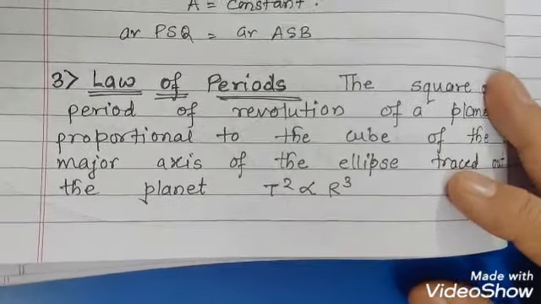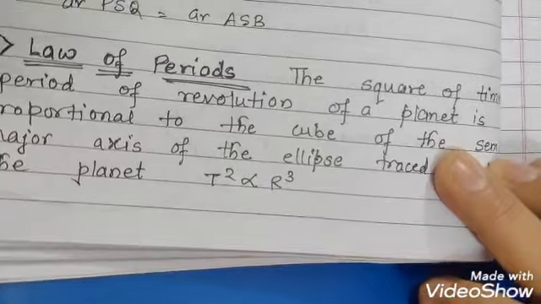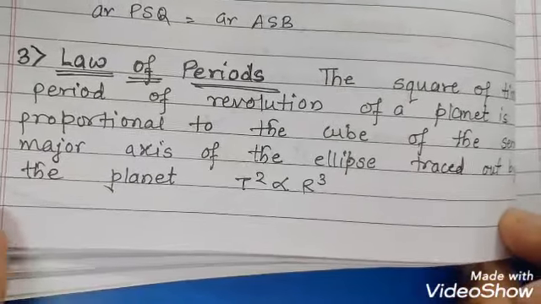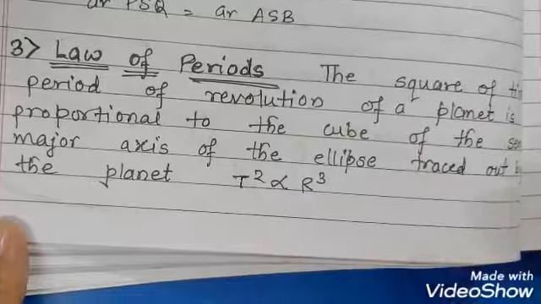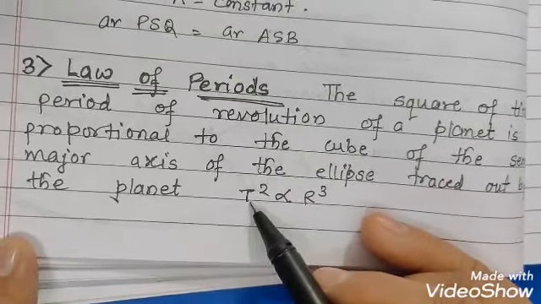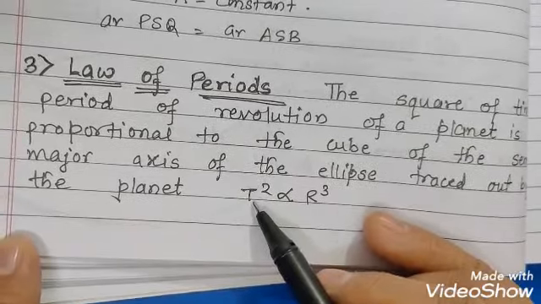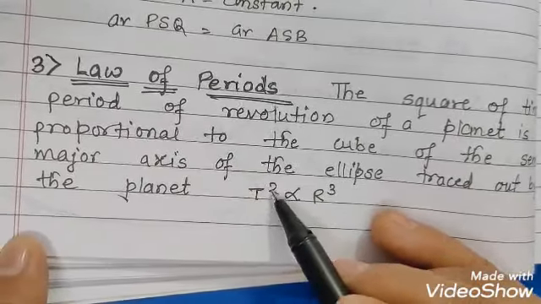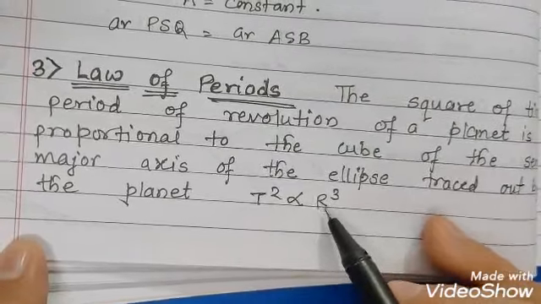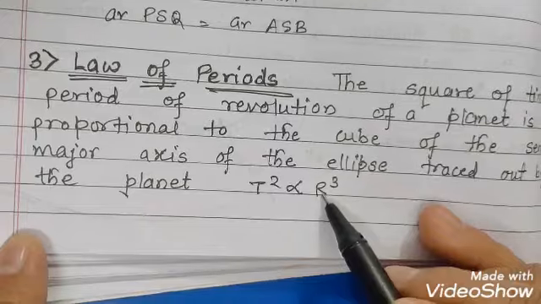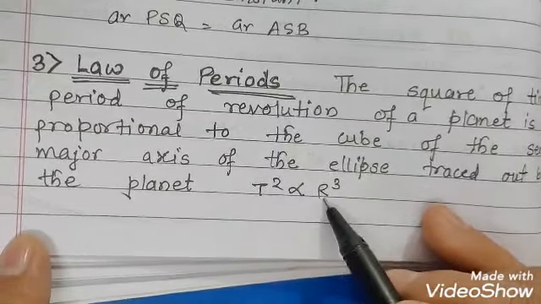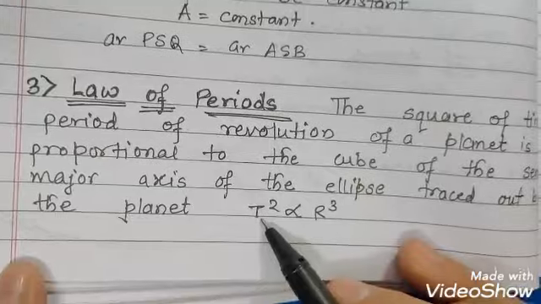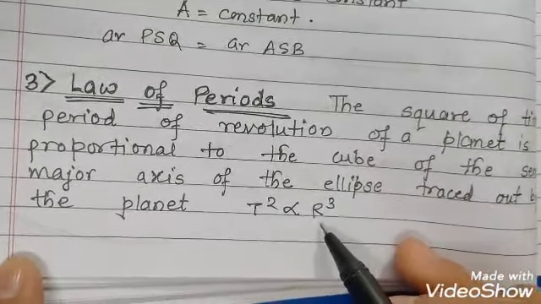Kepler's third law is called the law of periods. According to this, the square of the time period of revolution of a planet is proportional to the cube of the semi-major axis of the ellipse traced out by the planet. That means if t is the time period of revolution of a planet around the sun in an elliptical path, then t square is directly proportional to r cube, where t is the time period and r is the semi-major axis of the ellipse.